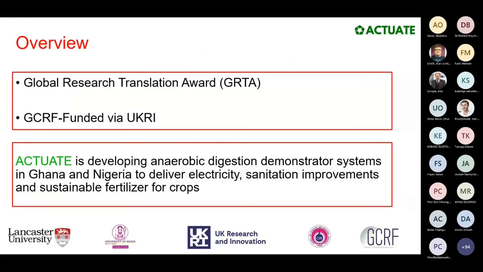So as an overview, the ACTUATE project is a Global Research Translation Award, which is funded by the Global Challenges Research Fund, which has already been mentioned by Kirk in his presentation. What ACTUATE seeks to do is to develop anaerobic digestion demonstration systems in Ghana, like Richard has already mentioned, and also in Nigeria. And the focus is to deliver electricity, improve sanitation, as well as produce a sustainable organic fertilizer for crop production.